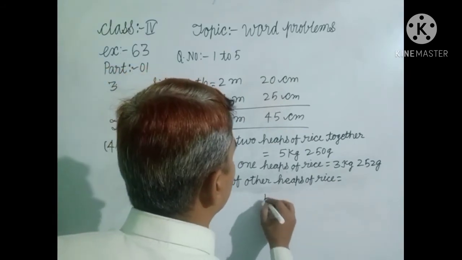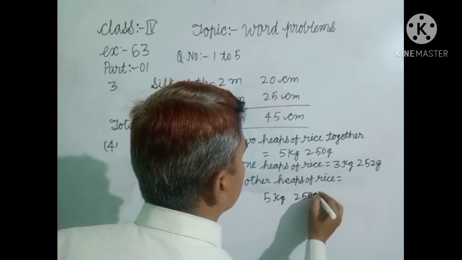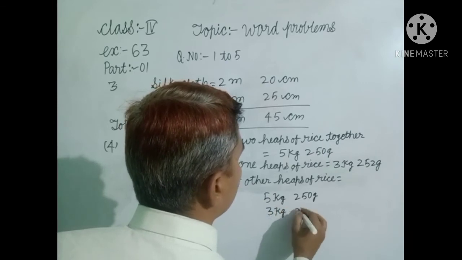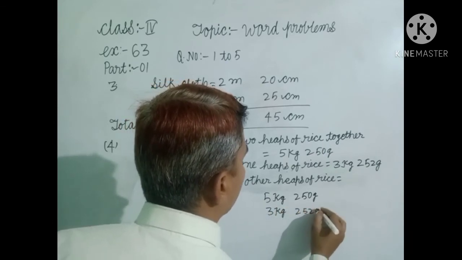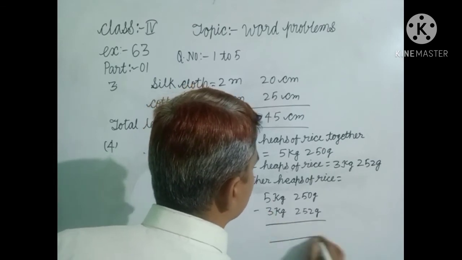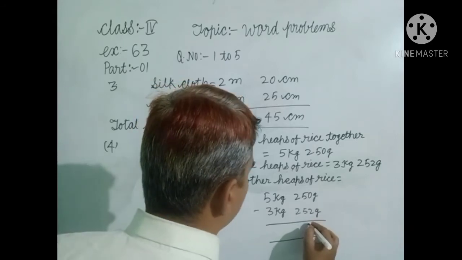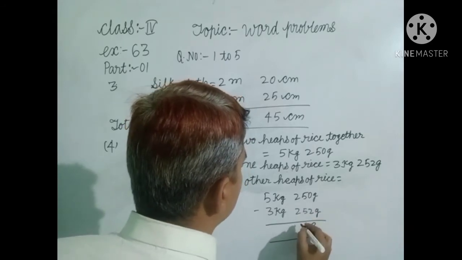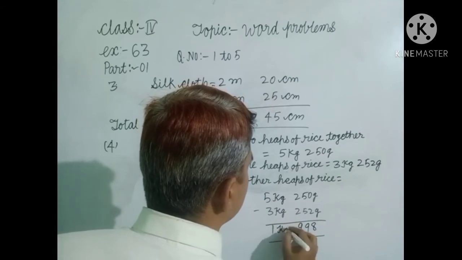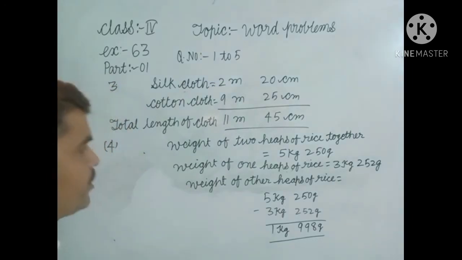So here 5 kg 250 grams. Now write here 3 kg and 252 grams. Now subtract them. 10 minus 2 is 8, 14 minus 5 is 9, 11 minus 2 is 9, 4 minus 3 is 1. So 1 kg 990 grams is the weight of the other heap.